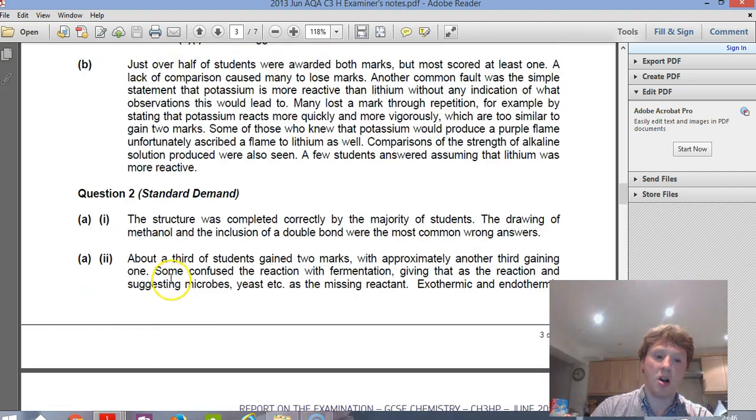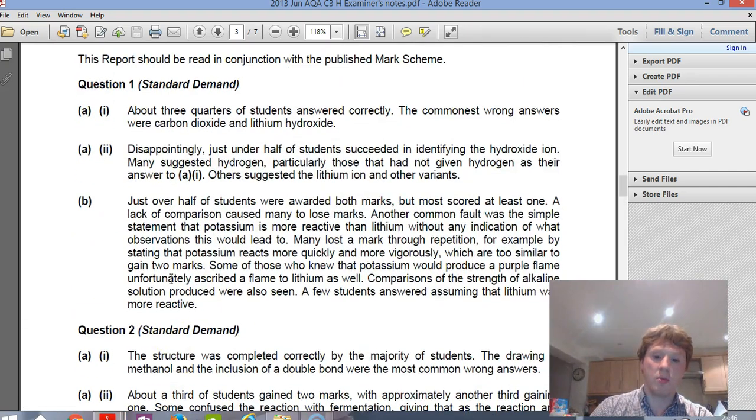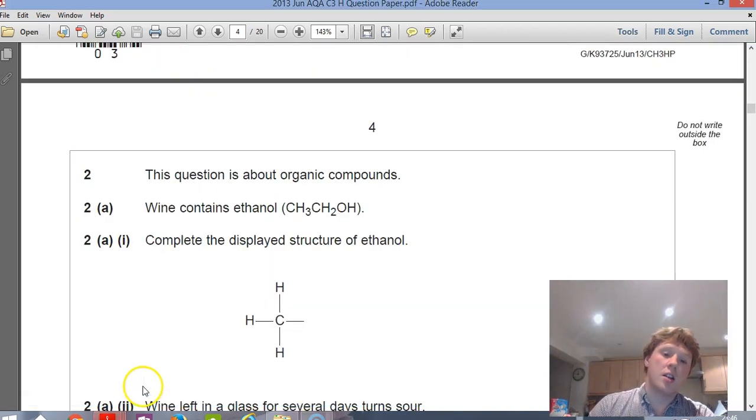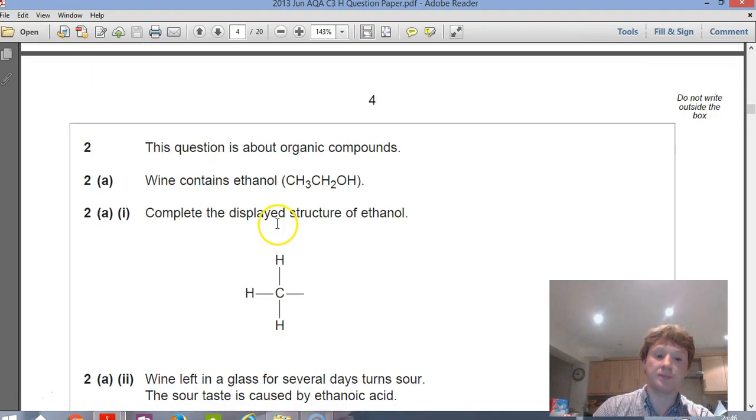The examiner's marks: most students drew methanol or included a double bond, which were the most common wrong answers. It should be quite straightforward because they give you the structure for a start. So all you've got to do is draw that, but with bonds. You've also only got 3 alcohols to remember: methanol with 1 carbon, ethanol with 2, propanol with 3.